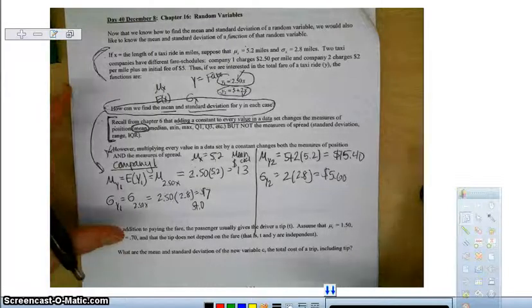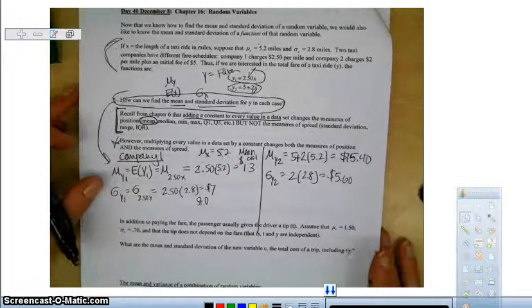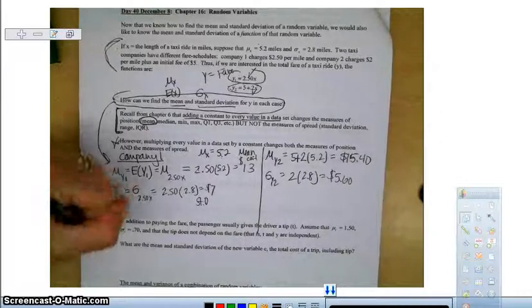So the key to this is you're just remembering that measures of center are affected by multiplication and addition. Measures of spread are only affected by multiplication. All right, so now we're just going to develop some things and work this question out on the next page.